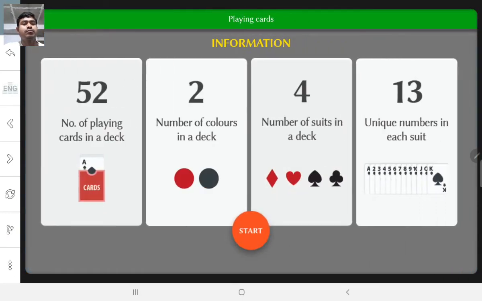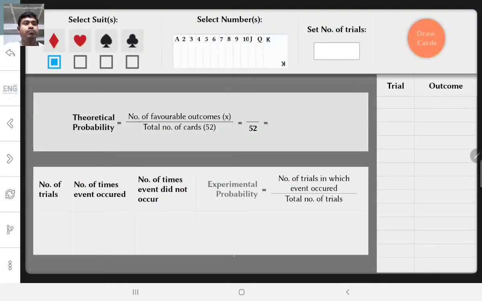Let's see how we can calculate the experimental and theoretical probability for the event of drawing one card from a deck of cards. Here, the event of drawing a card can have one or many outcomes associated with it. First, select an event by setting the parameters. Then, set the number of trials and tap Draw cards to observe the experimental probability.